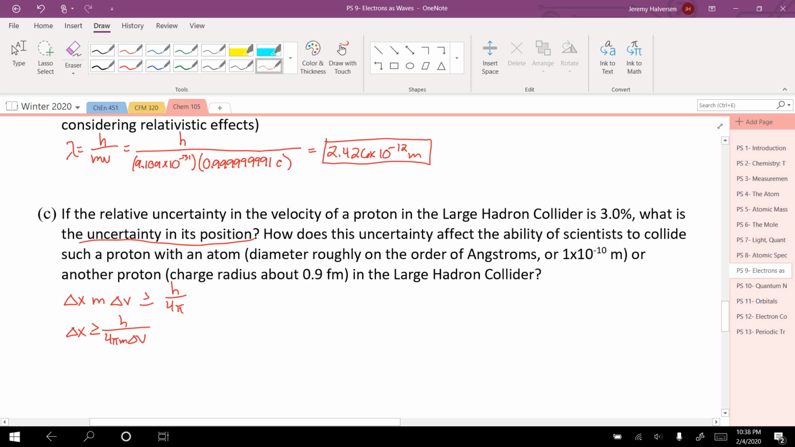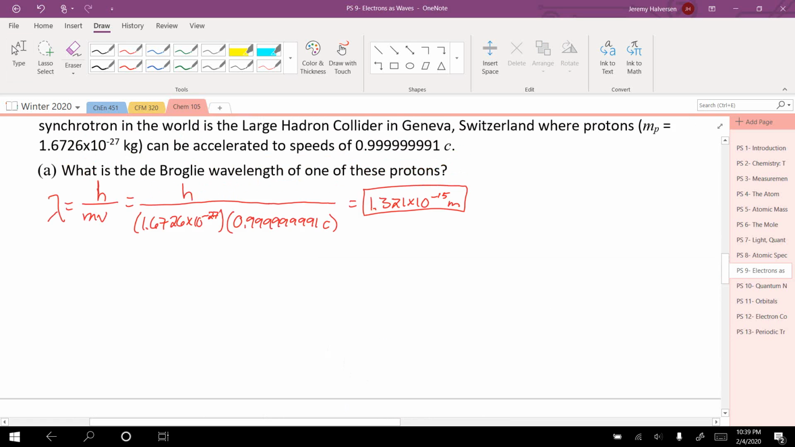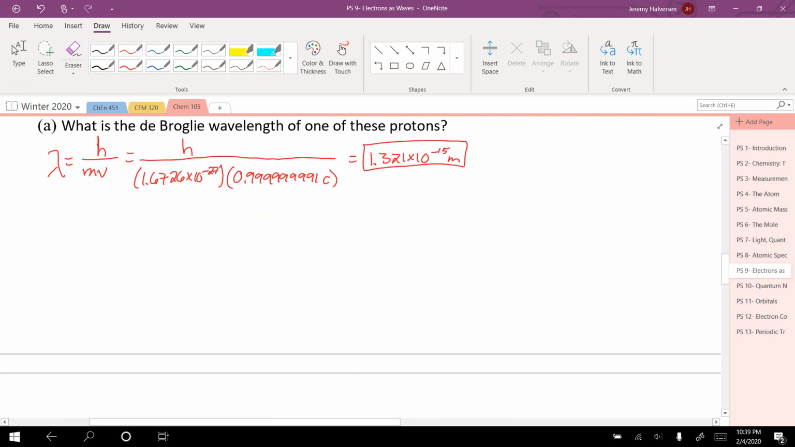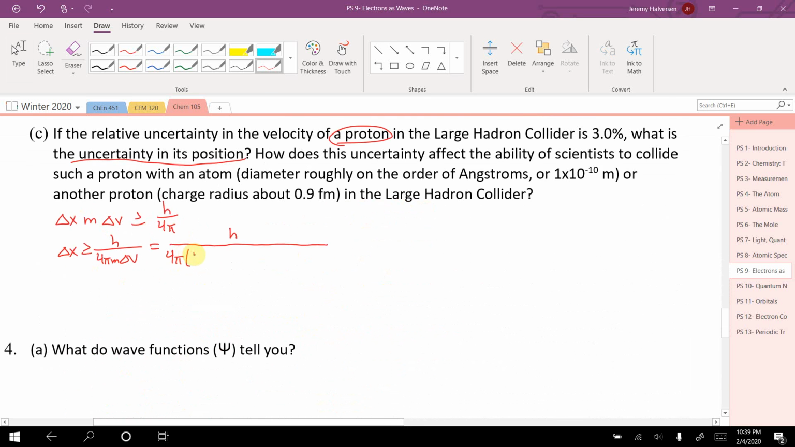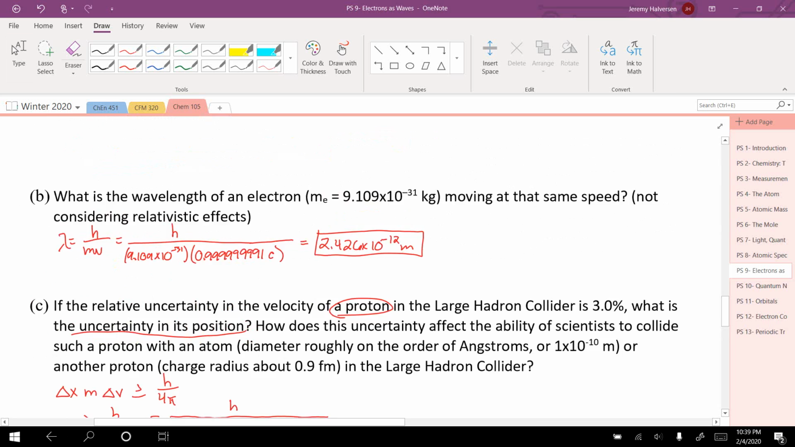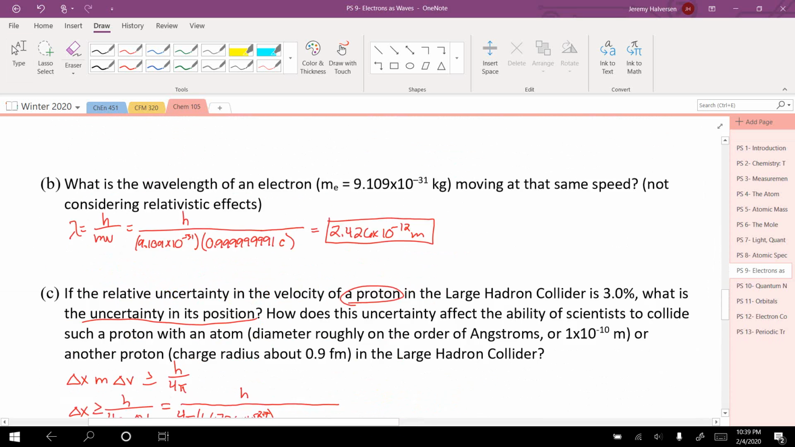All right, so let's see what we've got here. We know h, 4 pi. What is the mass? Well, we're talking about a proton, right? And so they gave us the mass of the proton up here, 1.6726 times 10 to the negative 27 kilograms. That's the mass of my proton.